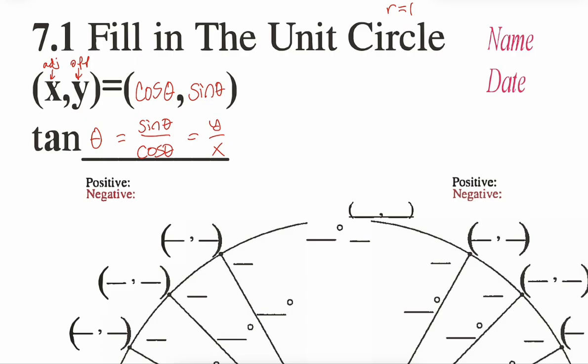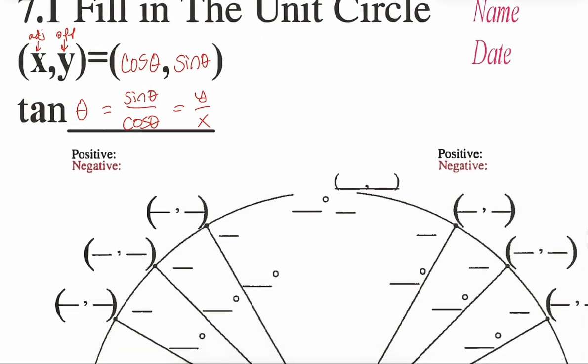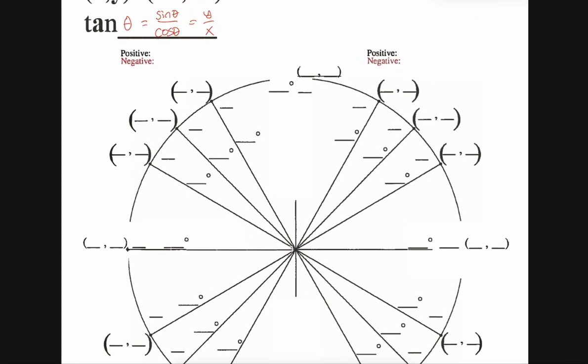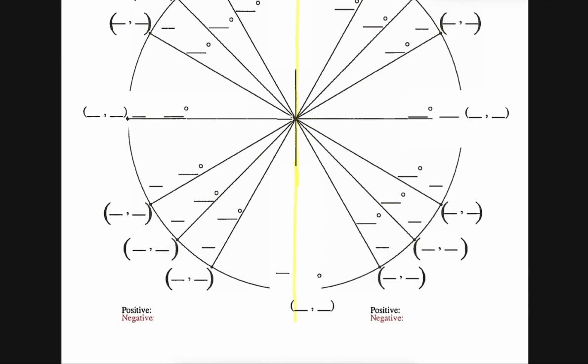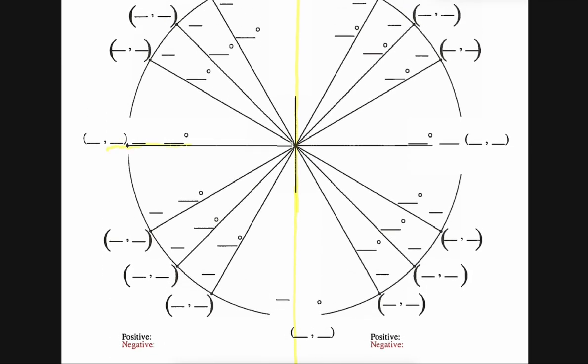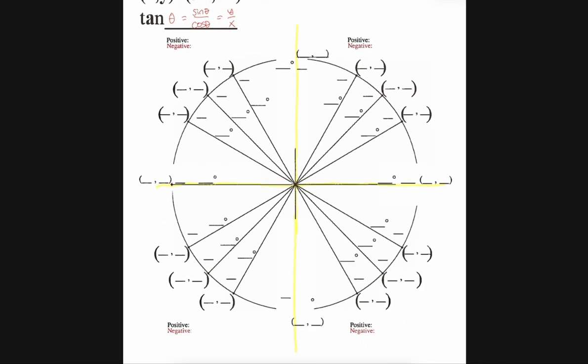Okay. So next, what I want to do is, if you could take out your yellow pen, highlighter, colored pencil for me. Could we make the x-axis and the y-axis yellow for me, please? So what we're going to start with is we're going to start out with our quadrantals. So make the x-axis and the y-axis yellow.